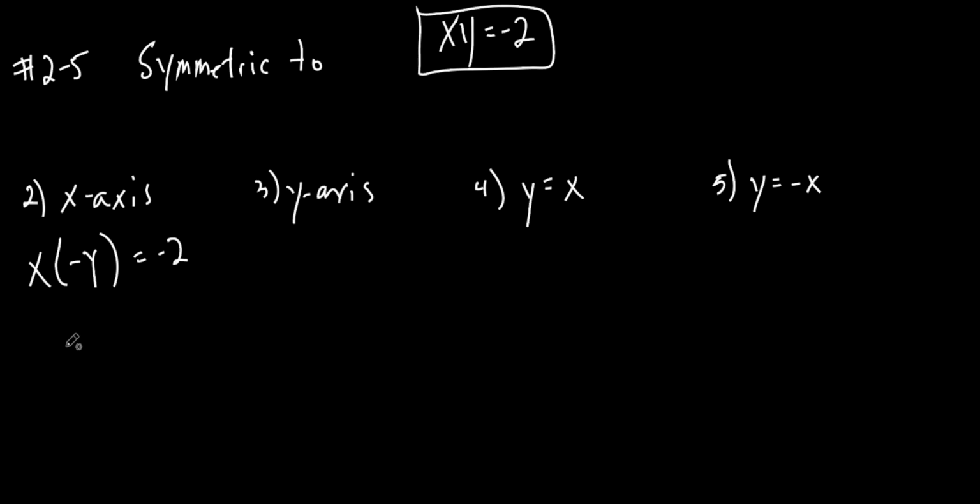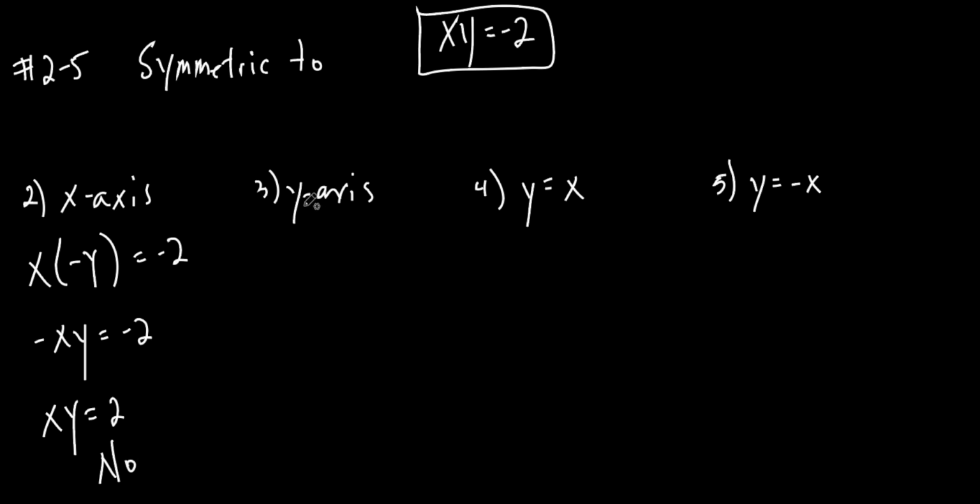So what's this going to be? Negative xy, correct? Equals -2. Simplify it a little bit further. Get rid of that negative. Multiply both sides by a negative. So that means xy is equal to what? +2. Is that the same as what we started with? It's not. So is it symmetric to the x-axis? No, it's not. Would you agree? Right? Because xy equals 2 here, but xy equals -2 there. They're not the same. So no, it's not symmetric.